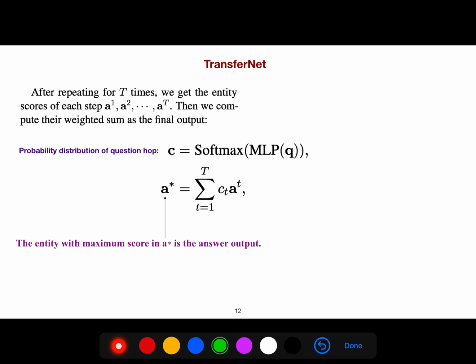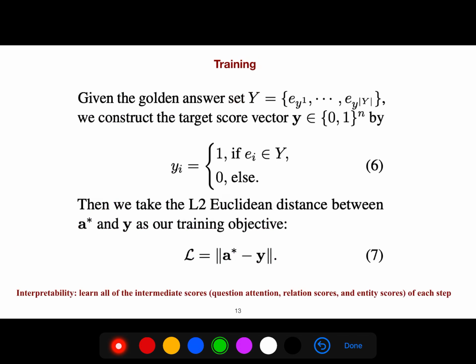And this is TransferNet, because the entity with maximum score is our answer. And so C is just the probability distribution of the question hop, because at each step we have different A1, A2, A_T. Then our training uses a simple Euclidean distance, the L2 norm. So this is our loss, because we know the answer and we are just minimizing this.